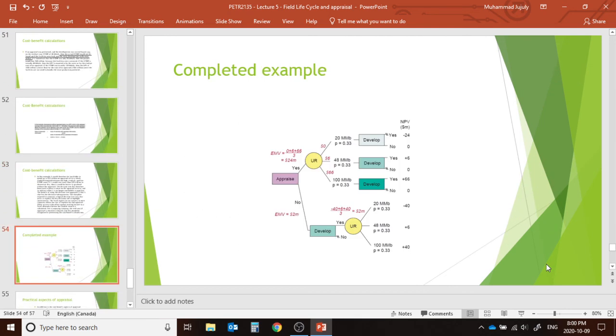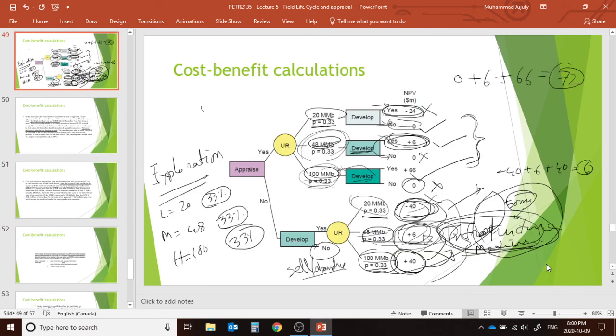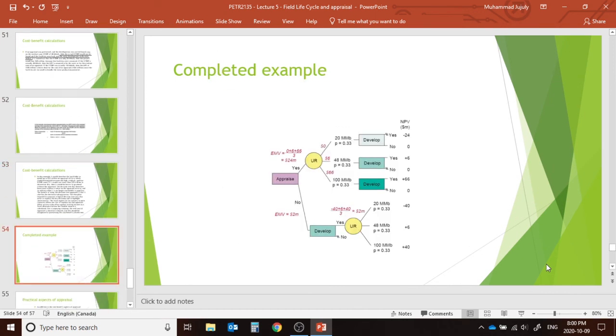So yeah, total 72, and there are 3 outcomes, so divided by 3. Okay, so here is the solution actually. We got $24 million from doing the appraisal, and we got $2 million from not doing the appraisal.